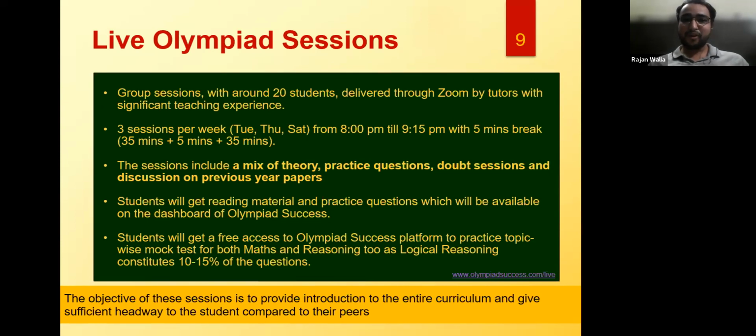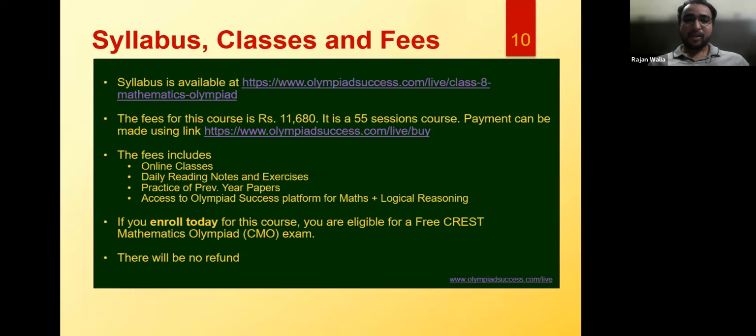And students, you will also get free access to the Olympiad Success platform of worksheets for logical reasoning and mathematics. Now, about the syllabus link, I will share it in the chat box. The fees of this course is 11,680 rupees, and there will be 55 sessions in this course. The link where you can register and check the syllabus, I will share in the chat box.